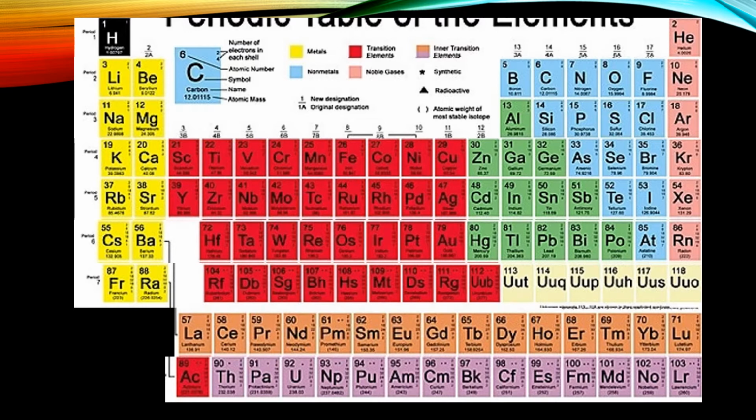So there are a total of 7 periods in the periodic table, and the first 3 periods are considered the short periods, and the next 4th, 5th, 6th and 7th periods are considered the long periods.